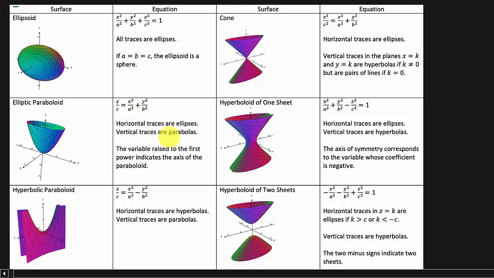Or do you want to go through and memorize this chart? Now, don't get me wrong. It's good to know this and be able to match these with the figures, okay? And it says the variable raised to the first power indicates the axis of the paraboloid.